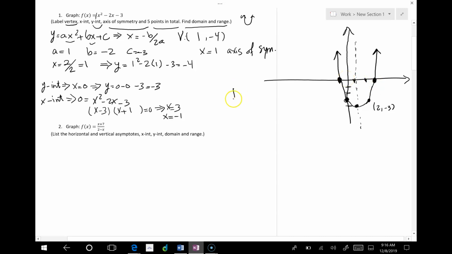And then it's asking for domain. Domain of parabolas or quadratic equations are all real numbers, so negative infinity to positive infinity. And the range is starting from negative 4 because you don't have anything below negative 4, so it's negative 4 going all the way to positive infinity. Okay, that's the complete work and complete graph.